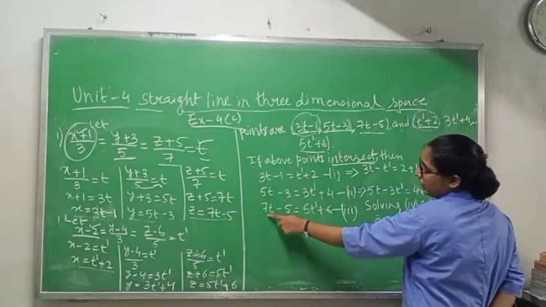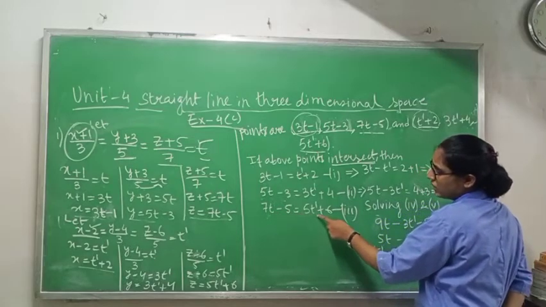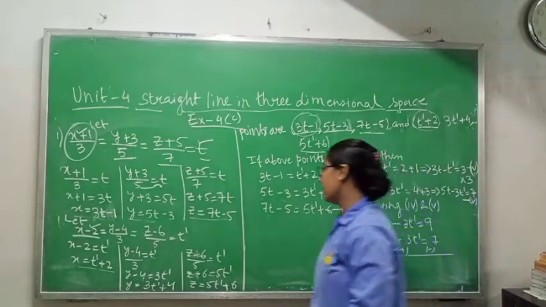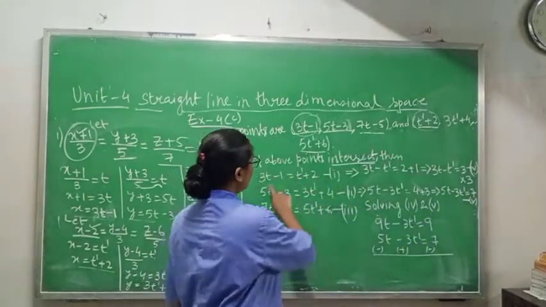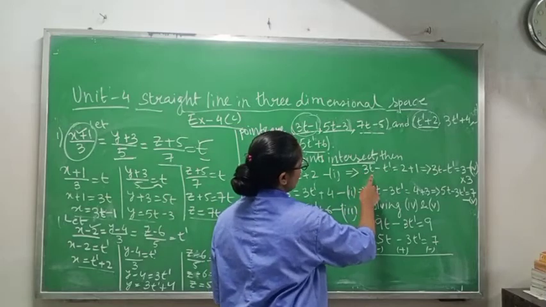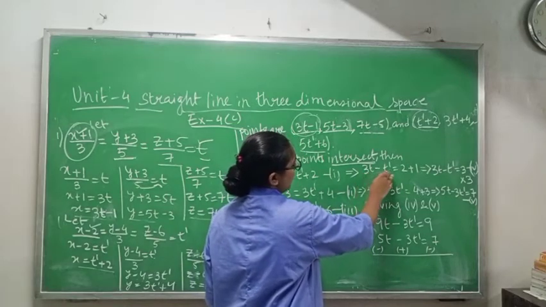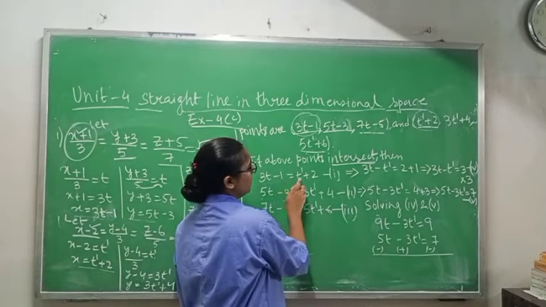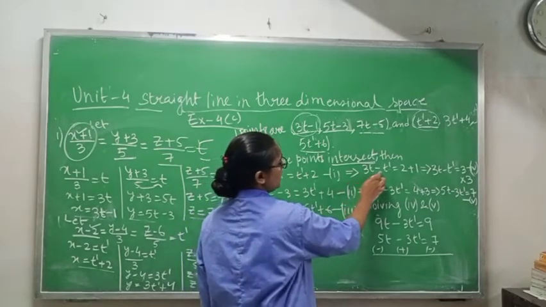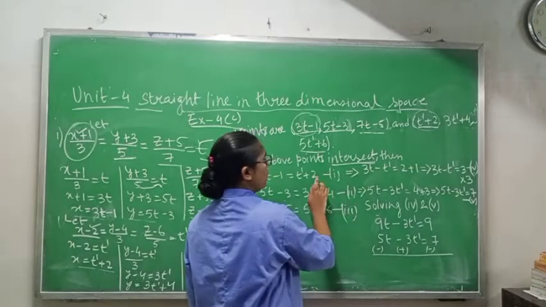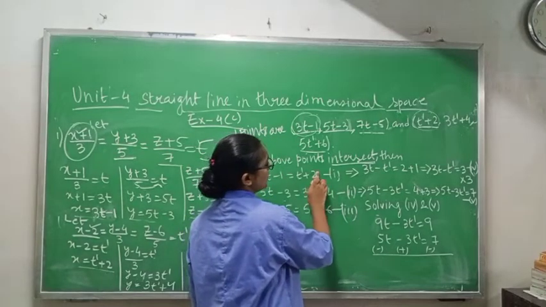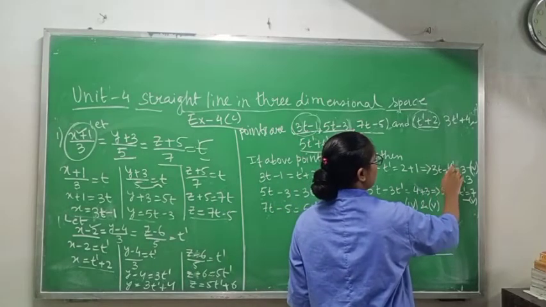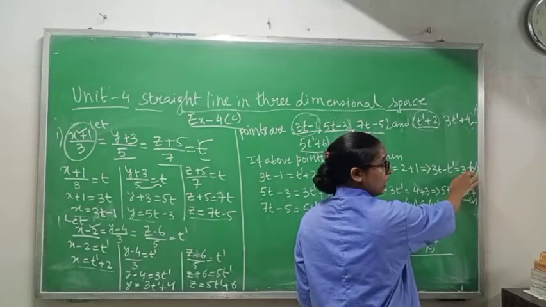So 7t minus 5 equals 5t' plus 6. Equation 3. Up to here. Now using equation 1, I am making one equation in terms of t and t'. I am taking this t' to this side, it will become minus t'. So 3t minus t' equals 2 remains as it is, minus 1 will come this side, it will become plus 1. So you are getting 3t minus t' equals 3, equation 4.